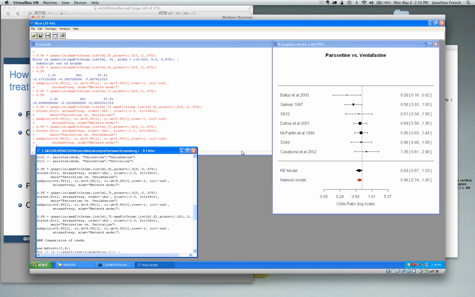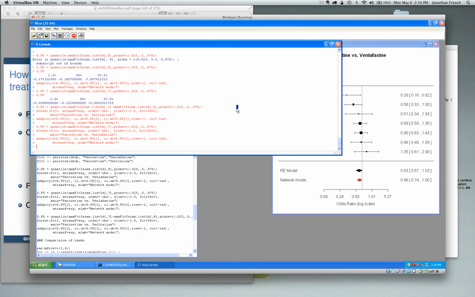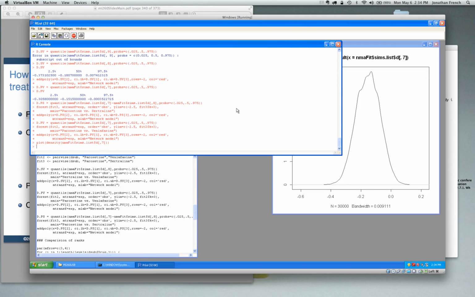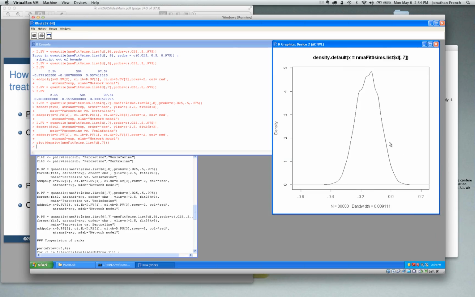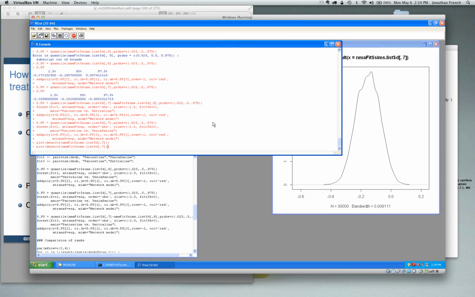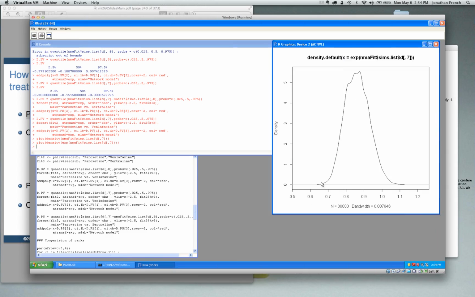If we are interested in looking just at the posterior distribution for the difference, let's say between paroxetine and venlafaxine, we can do that just simply by making a density plot. We say plot density of sims, NMA fit $sims.list $D7. This would be our estimate of the posterior density for the difference between paroxetine and venlafaxine. This is on the log odds scale. If we wanted to look at that on the odds ratio scale, we would just exponentiate that. And so here it is on the odds ratio scale.